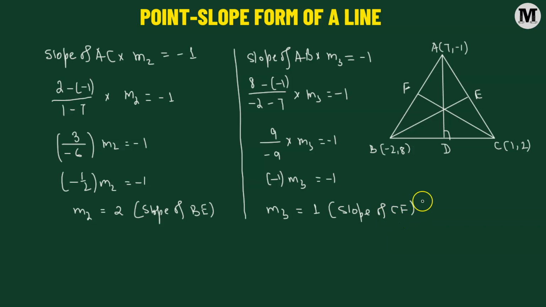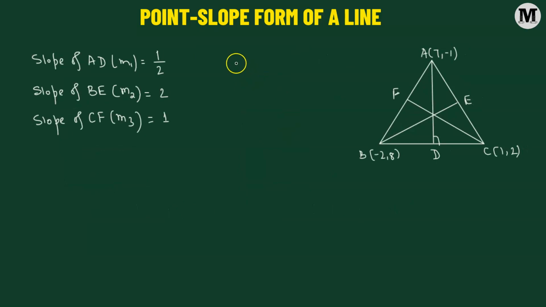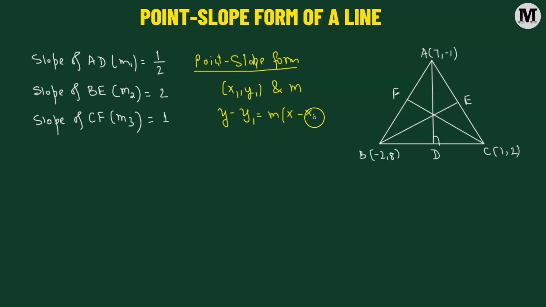So now we have the slope of each of the altitudes. Let's try to find the equations by using the point slope form. Let's quickly recapitulate the point slope form of a line. It simply states that if we have a point with coordinates x1 and y1 through which a line passes, and we also know the slope m of that line, then the equation of the line is given by y minus y1 equals m times x minus x1. Fine.